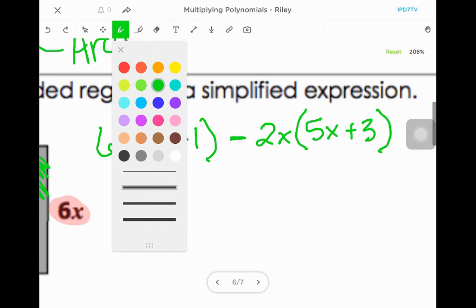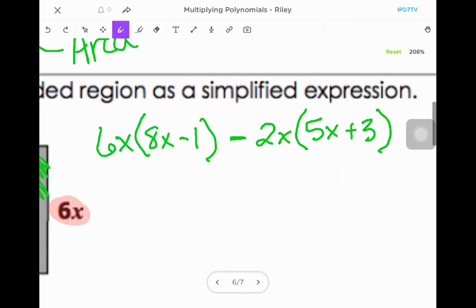Now let's solve this. Let's pick a different color, I don't know, purple. So 6x times 8x. 6 times 8 is 48. And remember, we've got 1x and 1x, so we add the exponents when we're multiplying variables together. That's x squared. And then I've got 6 times a negative 1, so that's just a negative 6. And there's no variable there, so I'm just going to keep the x.